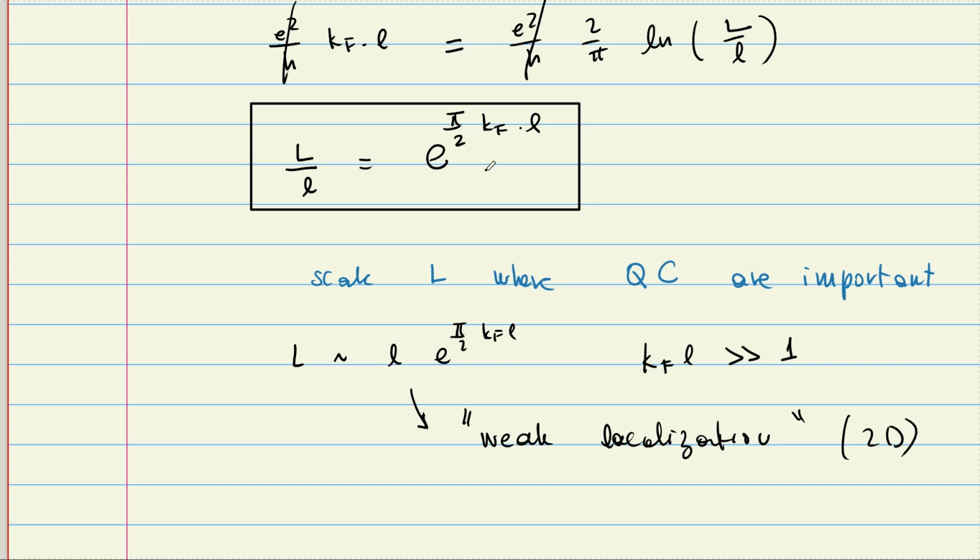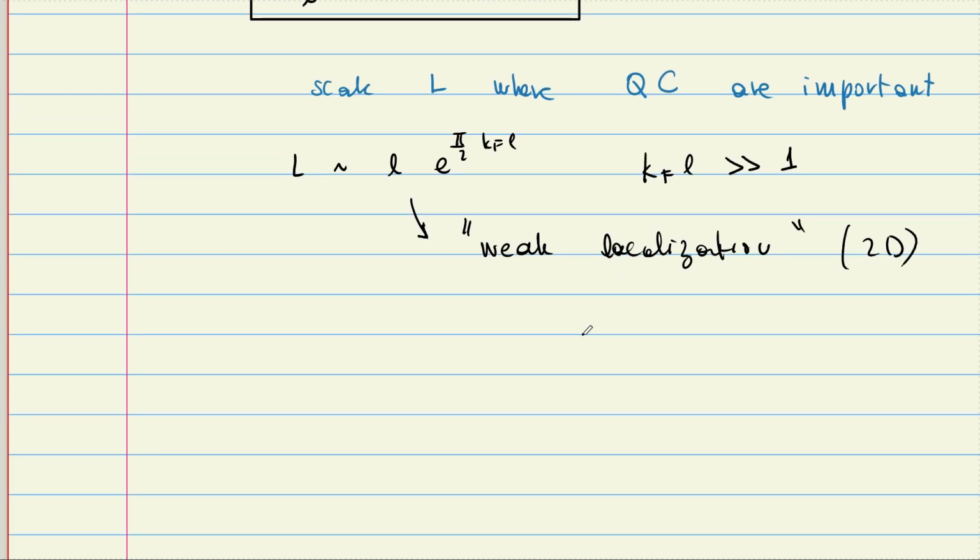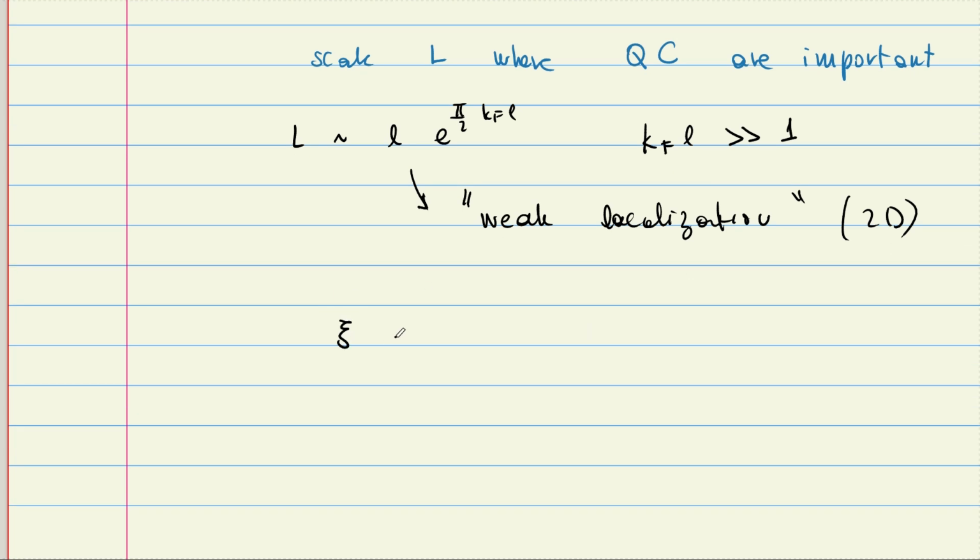So sometimes we replace this L with the coherence length. So the coherence length psi is L times e to the pi over 2 k Fermi L. And your sample may be larger than that, but samples of the size of this coherence length are almost like disconnected conductors, right? So in that sense, it makes more sense to consider a coherence length like this.